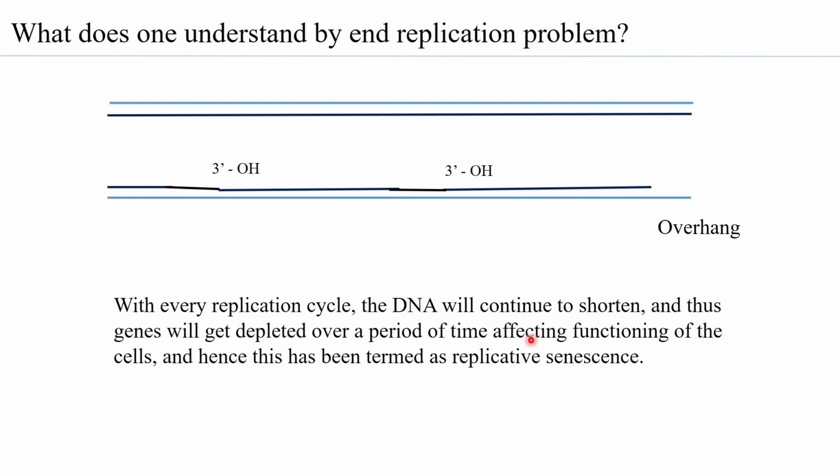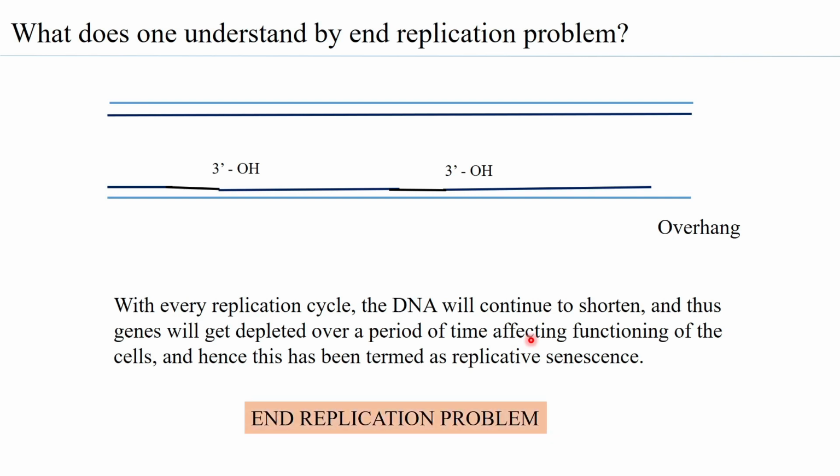So with every division, what possibly is happening is that the cell's ability to survive is decreasing. That was noted by Hayflick, and it is known as Hayflick's limit. So that there is an issue with the replication at the ends of linear DNA was understood. But what could be done about this end replication problem is the next thing.